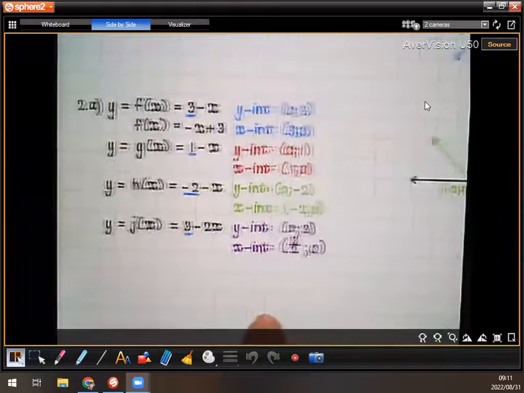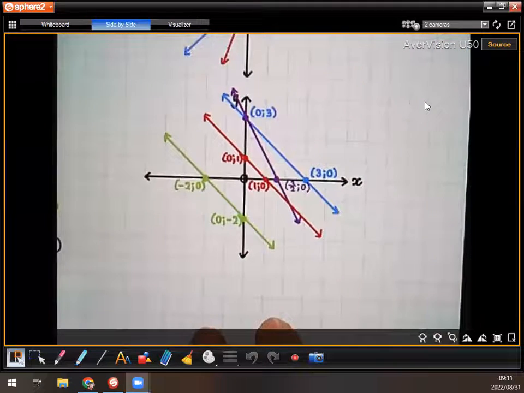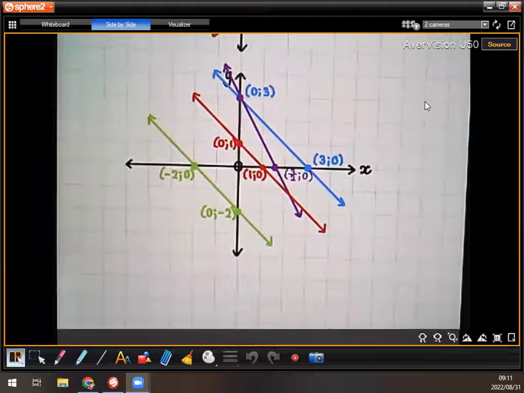Move to the level. You can see all the points there on the graphs. All right, so they do intersect at certain points. We are going to talk about points of intersection still.